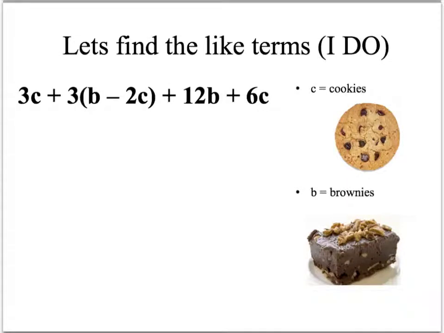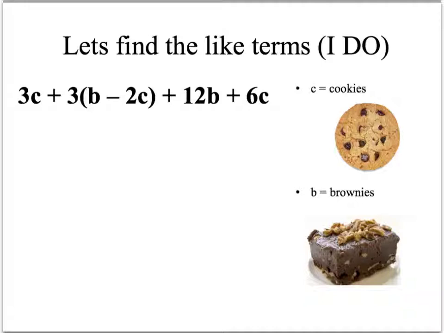Let's find the like terms. In this example, we have the variable c up here, and we'll say that c is equal to cookies. And we have a variable b, and we'll call b brownies. We can't combine these together. Cookies and brownies are different. So let's go ahead and distribute first.